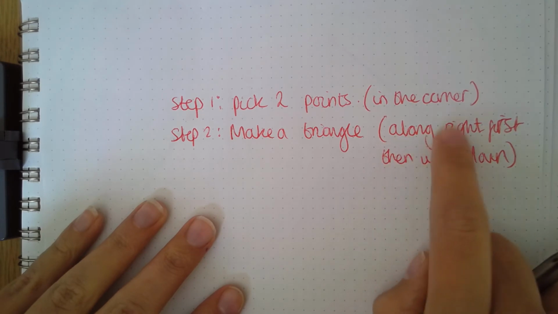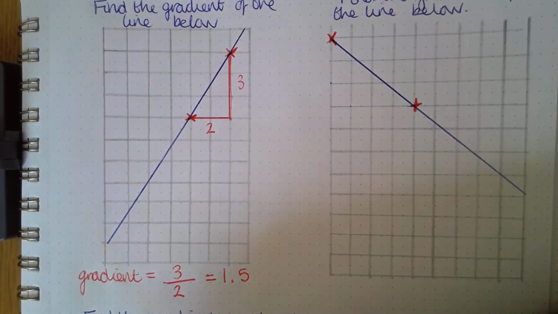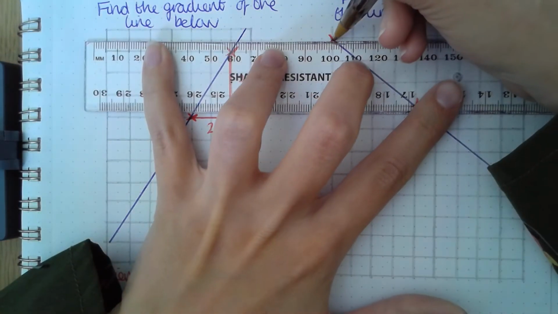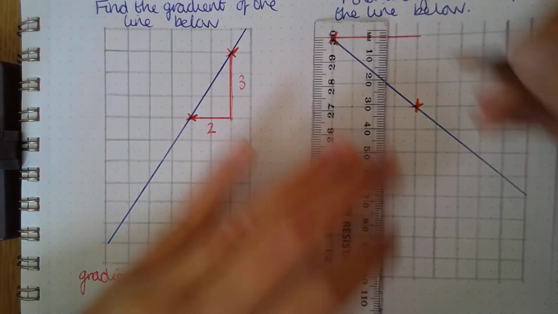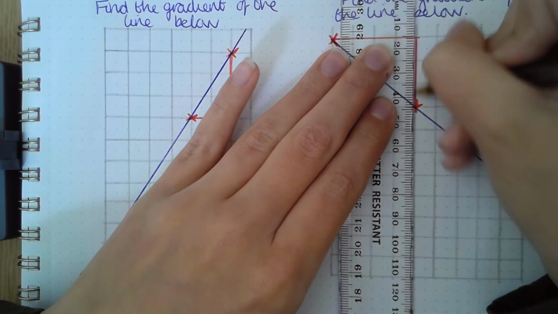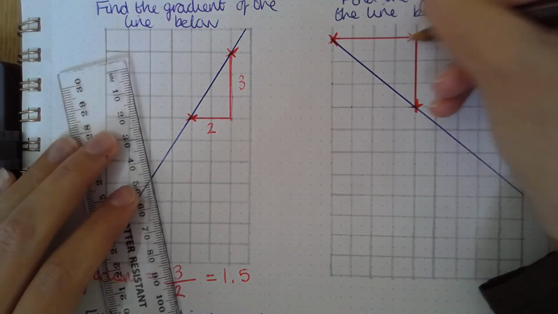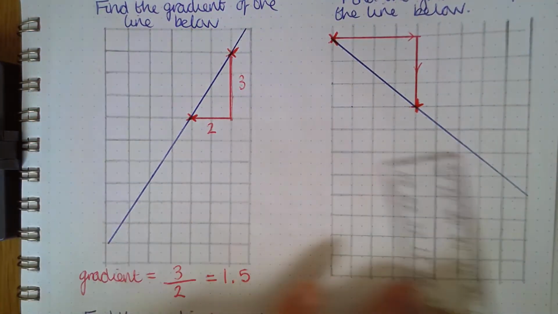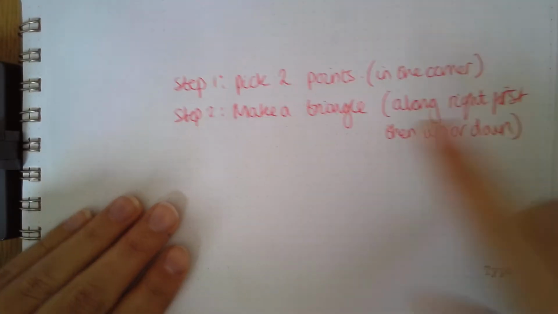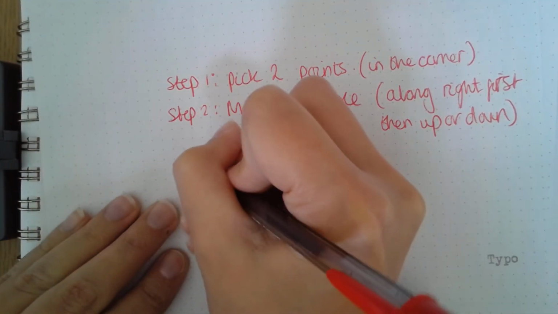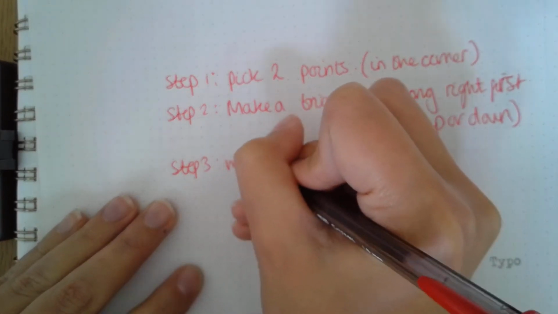I go along to the right first, and then I go up or down. Okay, so this time I've gone along and then I've gone down. So after doing my step 2, step 3 is just work out the gradient.